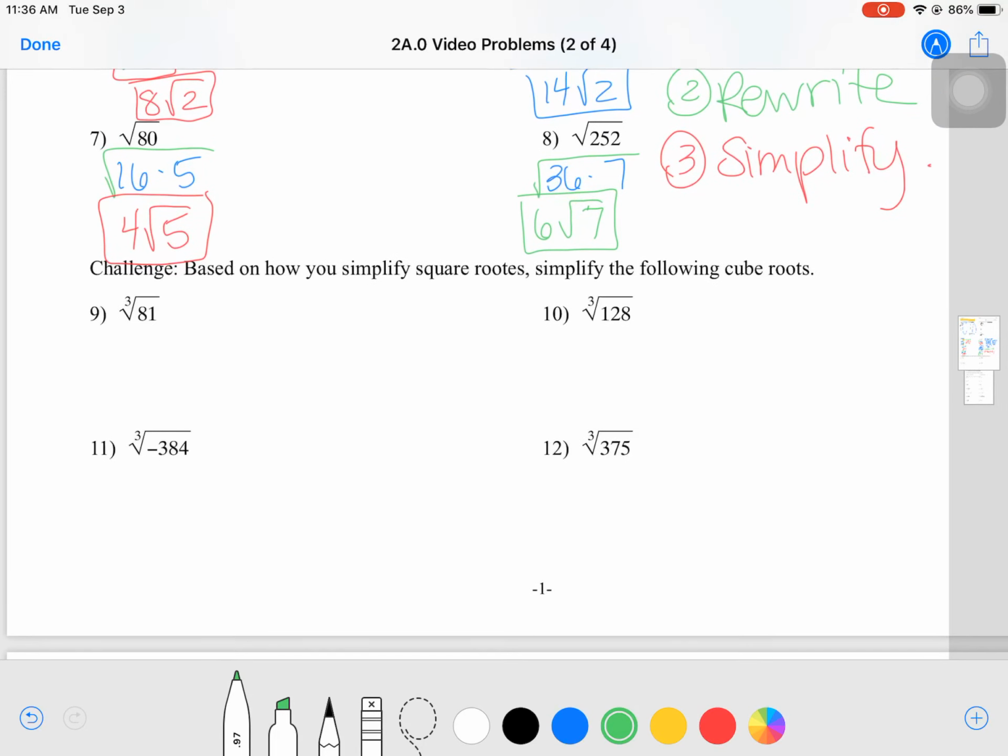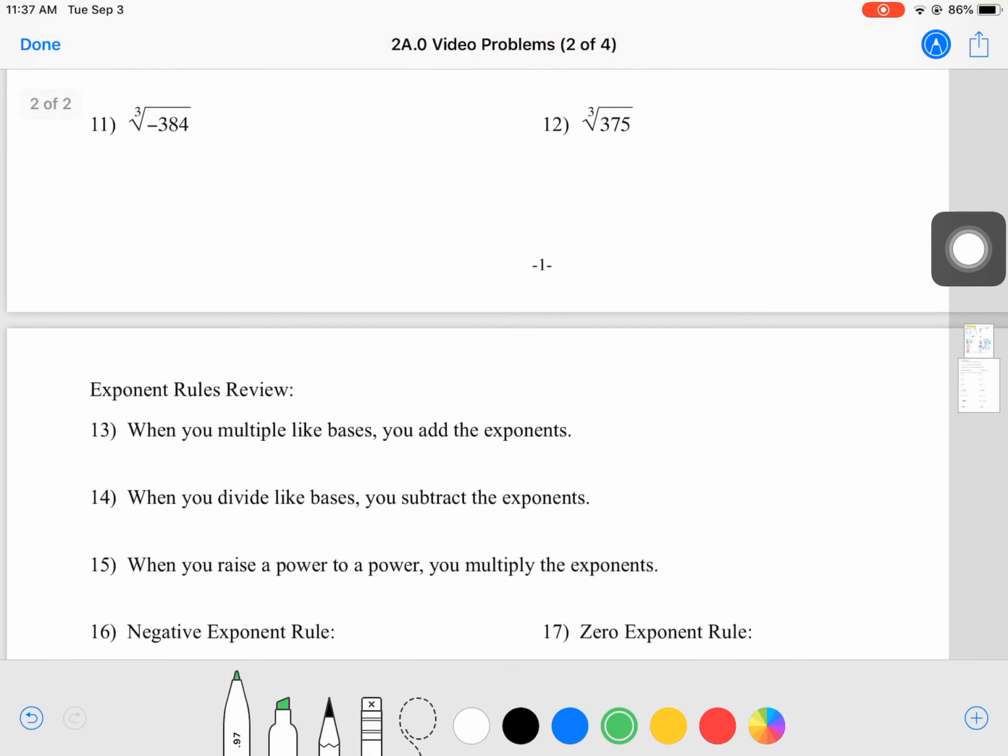This next part is a challenge that I want you to think about. We will be teaching you this later in the unit, but if you've thought about it beforehand, it can help. Think about how we simplified our square roots up above, and how that can apply to your cube roots, because it's actually the same process once you think it through. So those are some challenge problems for you to try.